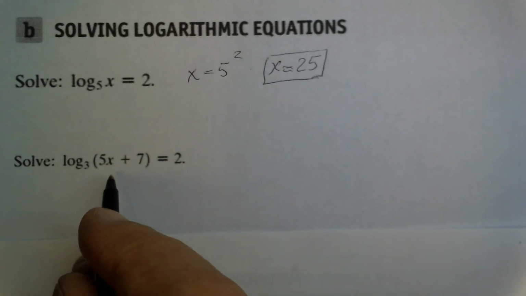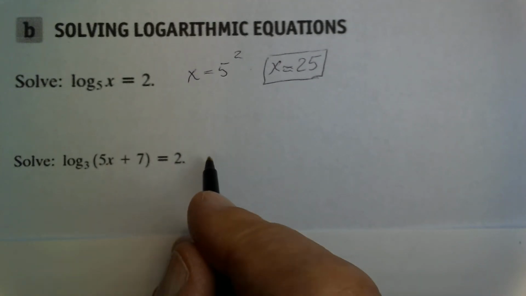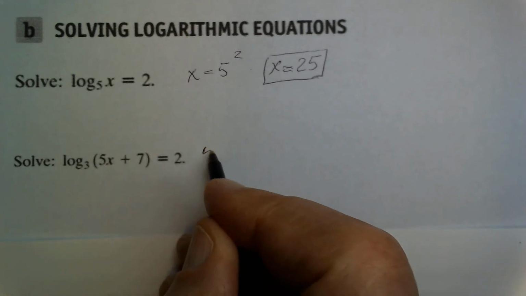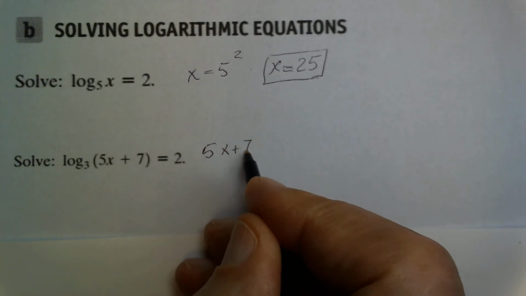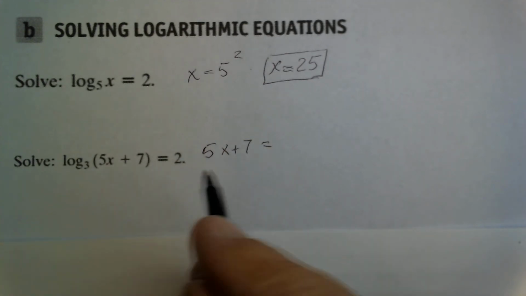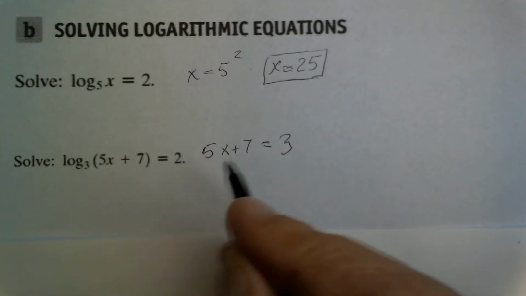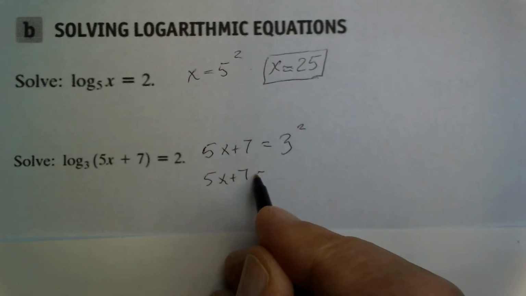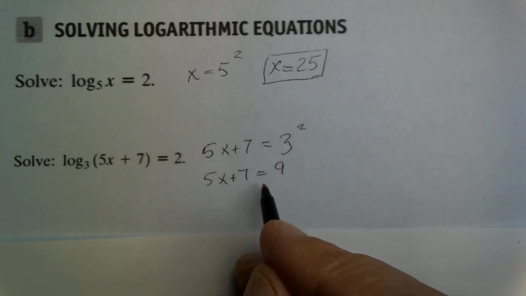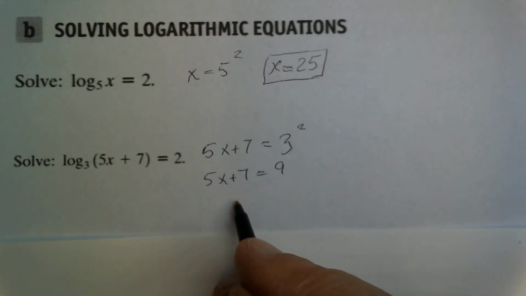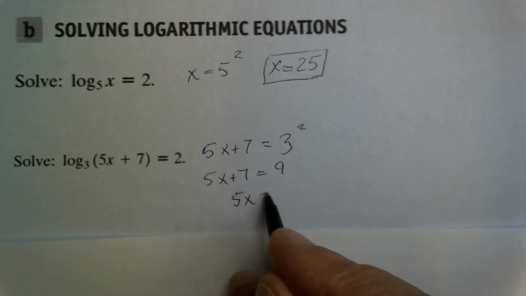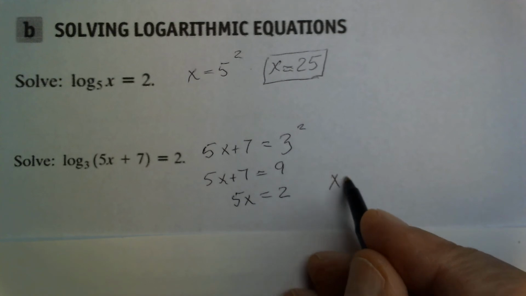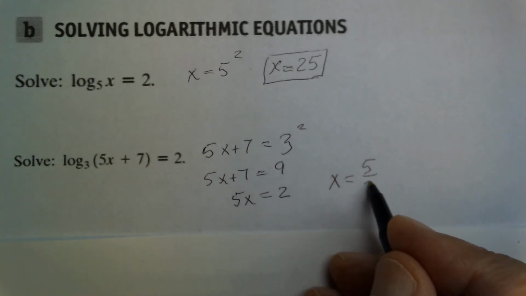Solve log base 3 of 5x plus 7 equals 2. Again, looking at the basic definition, this means 5x plus 7 equals 3 to the second power, or 5x plus 7 equals 9. We subtract 7 on both sides, then 5x equals 2. Dividing both sides by 5 means that x equals 2 divided by 5.